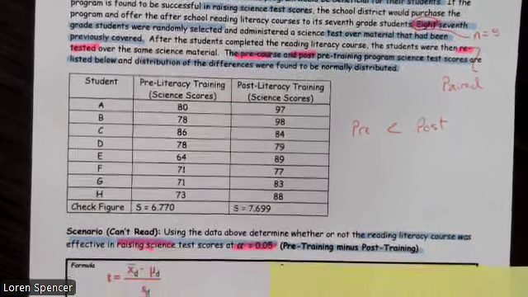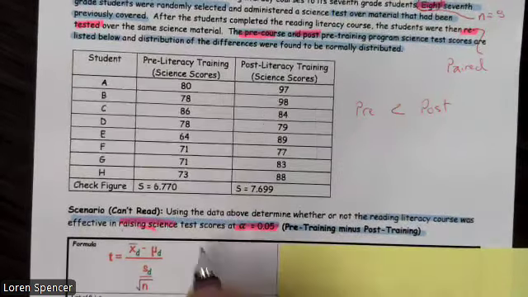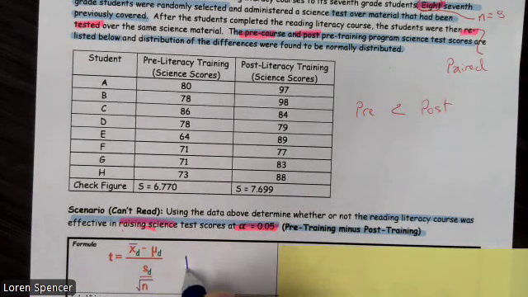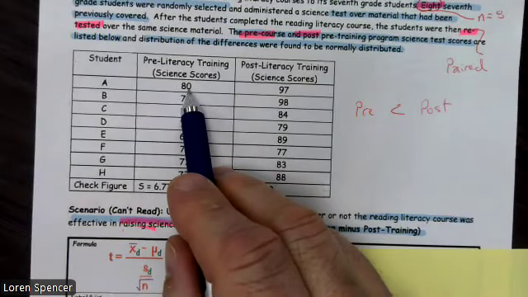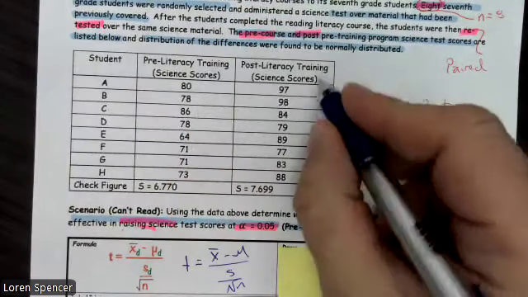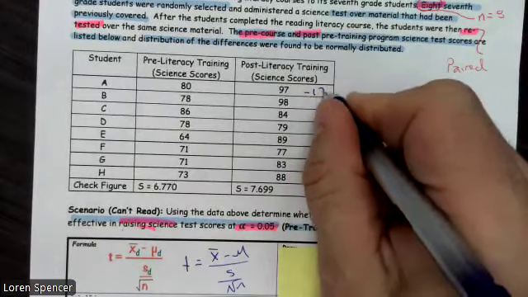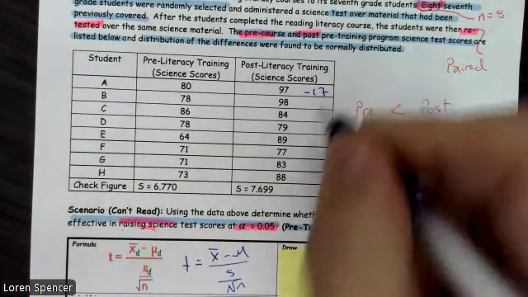As I've said in my other videos, the paired formula is almost exactly the same as the regular, which is t equals x bar minus mu over s divided by square root of n. The only thing is we're going to drop some d's on it because we're going to be looking for the differences. We're not looking for 80, we're looking for 80 minus 97, which is negative 17. So we care about the negative 17.